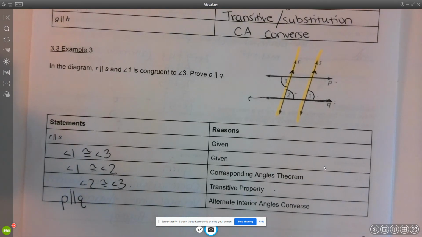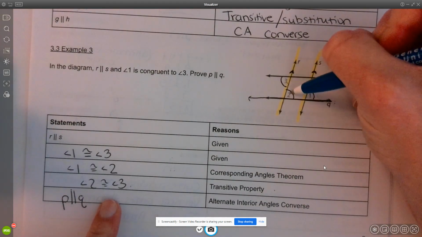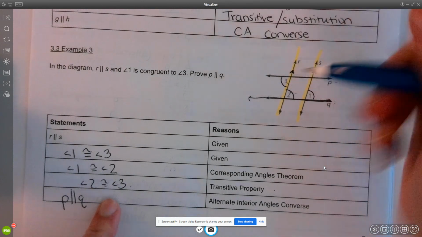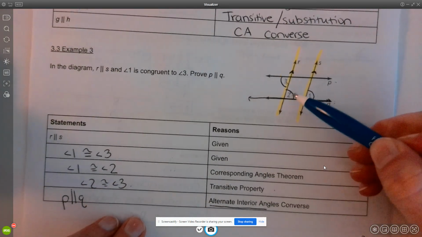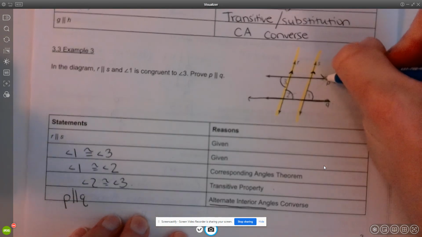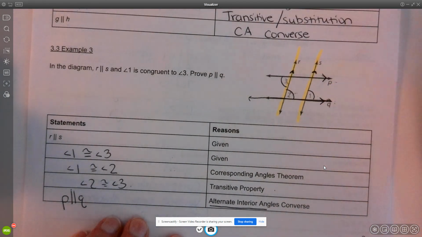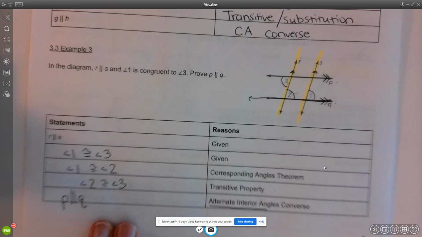Now this is already filled in, but let's just make sure this makes sense. If angle 2 and 3 are congruent, that would make these alternate interior angles. And we know that if alternate interior angles are congruent, then line P must be parallel to line Q. And so that works.